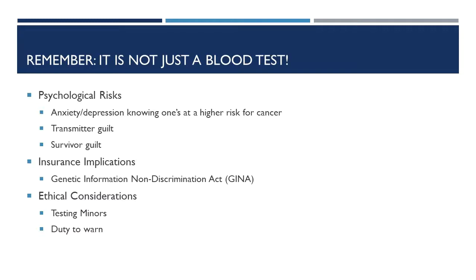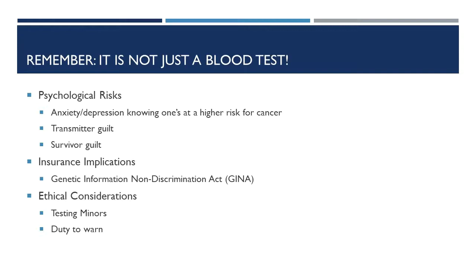The Genetic Information Non-Discrimination Act of 2008, abbreviated GINA, prohibits most health insurance companies and employers from using genetic information against individuals. However, the protections of this law do not extend to life insurance, long-term care insurance, or disability insurance. Lastly, there are ethical implications, including questions about duty to warn when patients refuse to share positive genetic test results with family members.